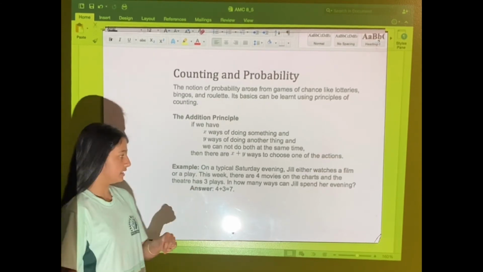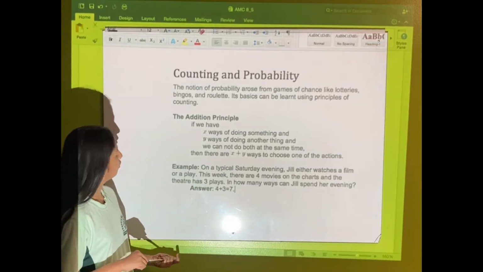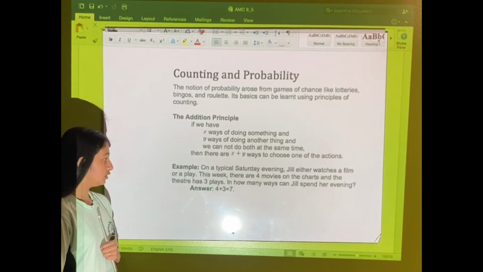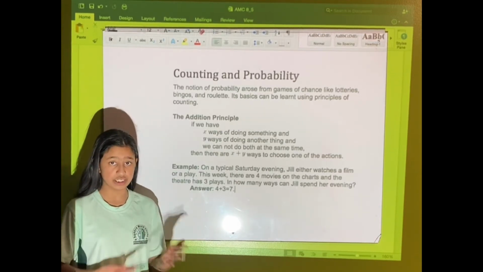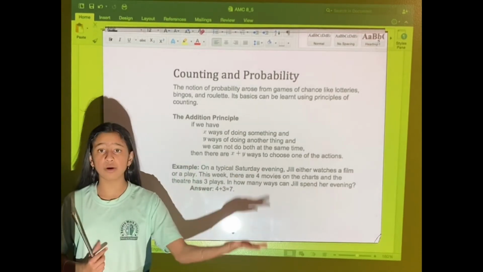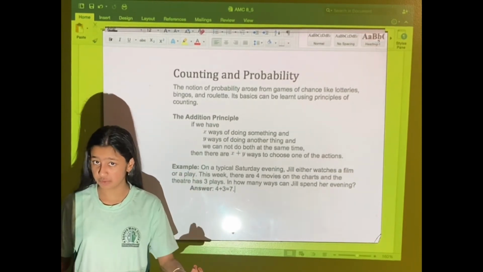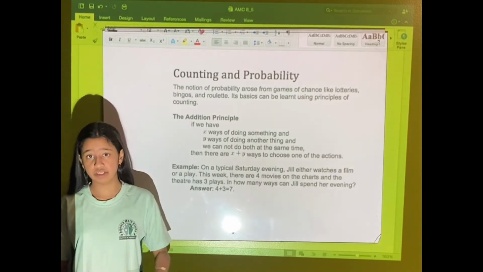An example is, on a typical Saturday evening, Jill either watches a film or a play. This week, there are 4 movies on the charts, and the theatre has 3 plays. In how many ways can Jill spend her evening? So she can either watch one of the 4 movies or see one of the 3 plays. This is addition principle. So we do 4 movies, 3 of the plays, and get 7.